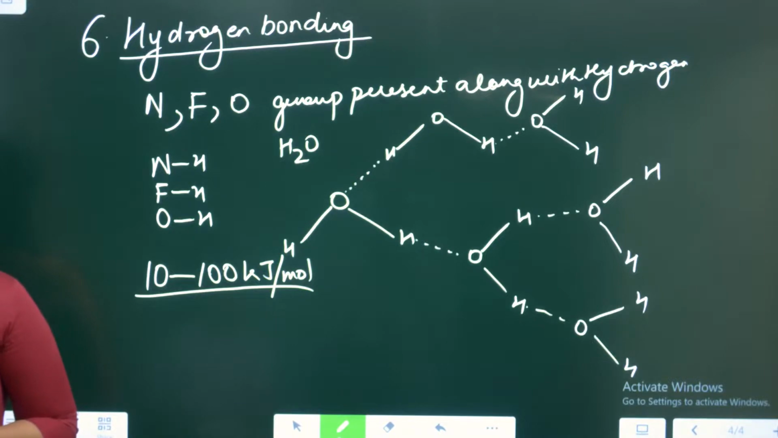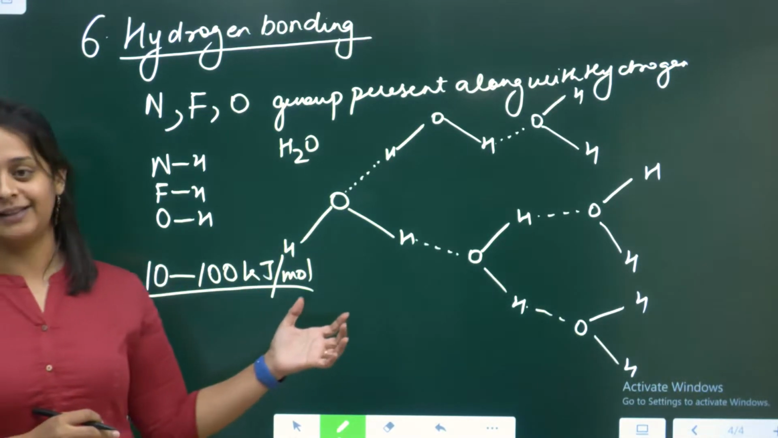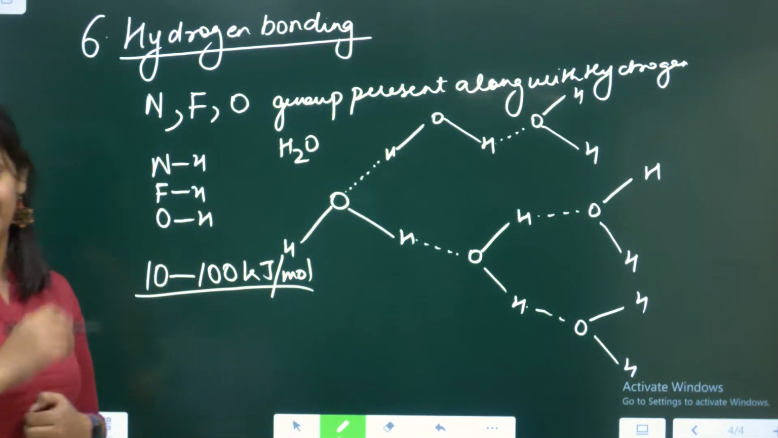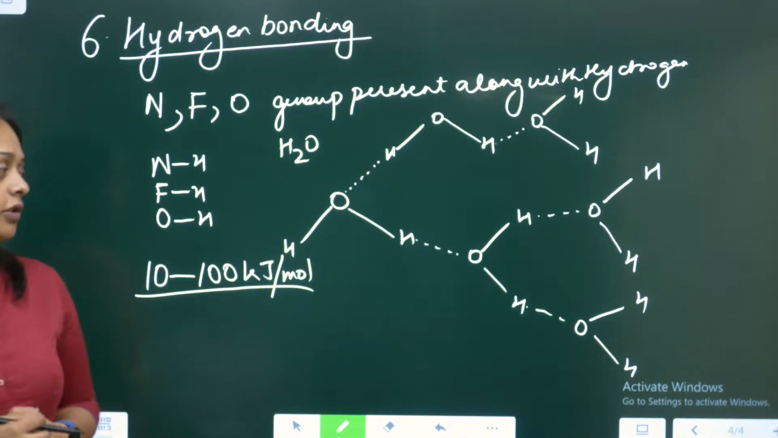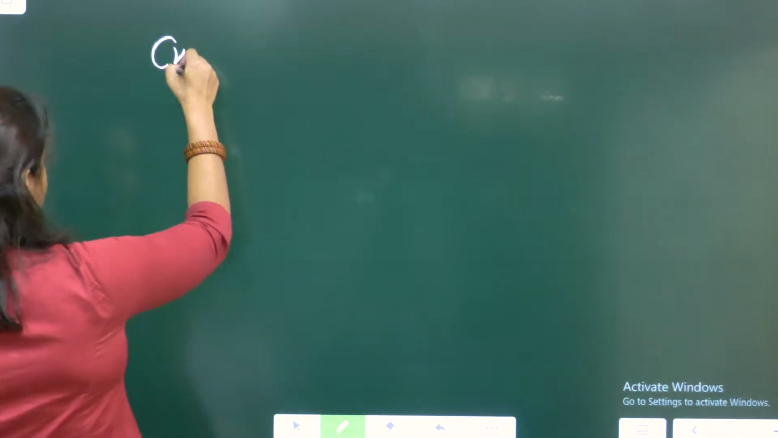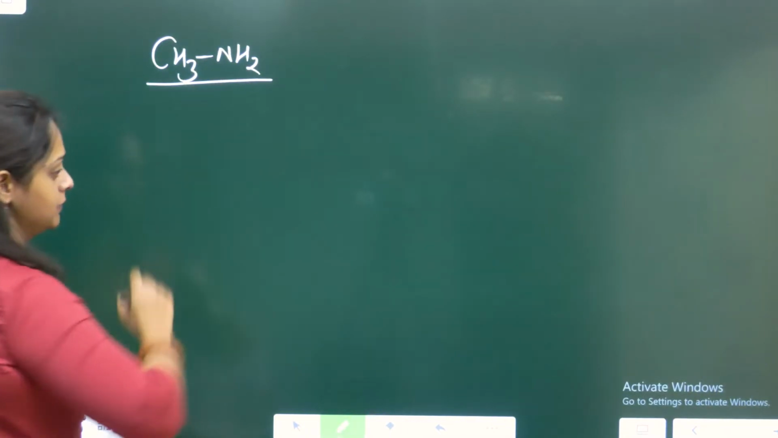And is it greater than the OH bonds? Than the original? No. They are still weaker than that. Obviously, they are still weaker than that. That's why it is mentioned with a dotted line, not with a single line. So if I tell you to draw the hydrogen bonding in the case of CH3NH2, can you draw it for me, both of you?